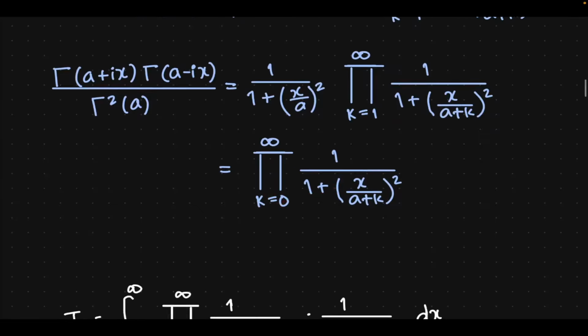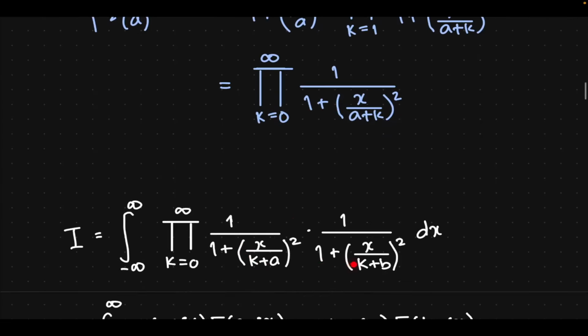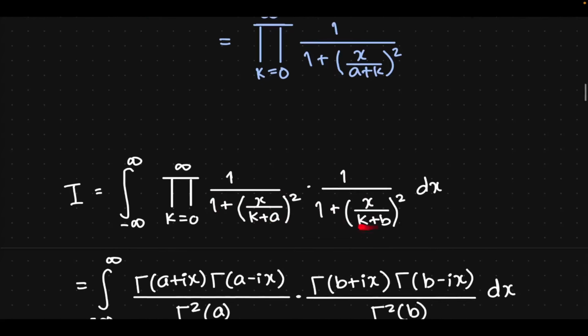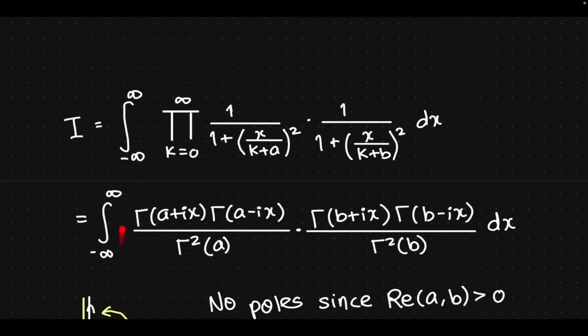And this is exactly what was inside the integral I. Instead of just having one of them, we actually had two of them, one with an a, one with a b. So we can just substitute for each of them because we can split the product into the first product times the second product. So we get the integral from minus infinity to infinity of gamma of a plus ix times gamma of a minus ix divided by gamma squared of a, times gamma of b plus ix times gamma of b minus ix divided by gamma squared of b, dx.